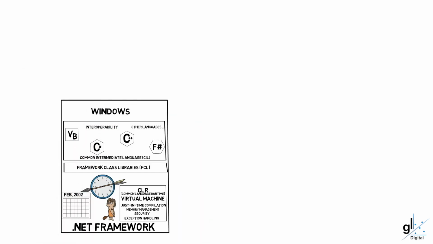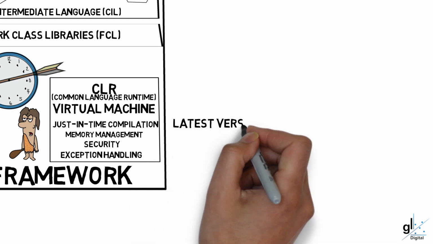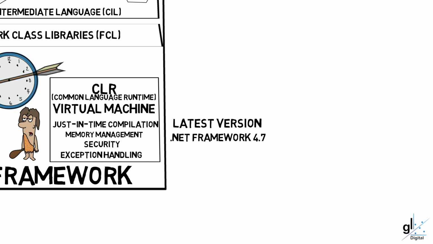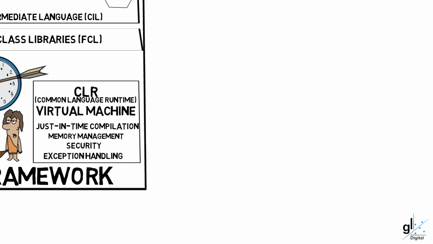There have been many versions of the .NET framework released since its inception, and they are able to run side by side on the same computer. The latest version of the .NET framework at the time of writing this tutorial is .NET Framework version 4.7.